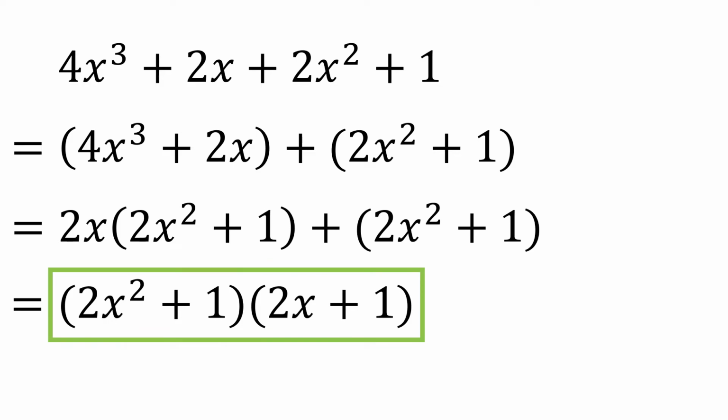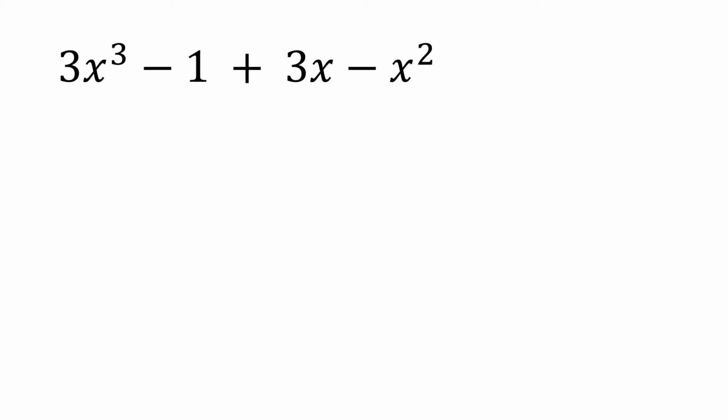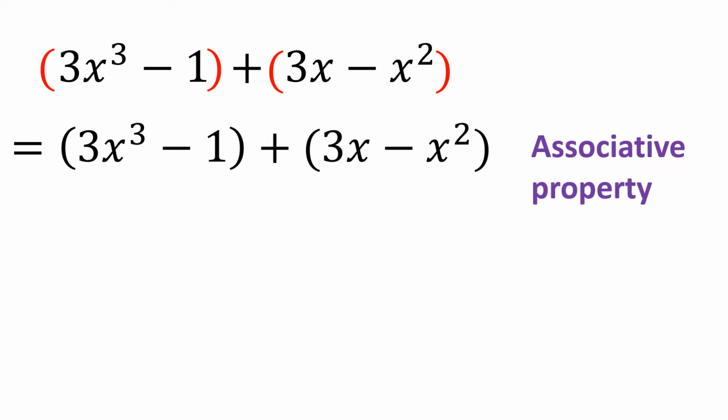Now not every such expression can be grouped right away. For example, consider 3x cubed minus 1 plus 3x minus x squared. Now if we group the first and second terms and group the third and fourth terms, we have 3x cubed minus 1 plus 3x minus x squared.